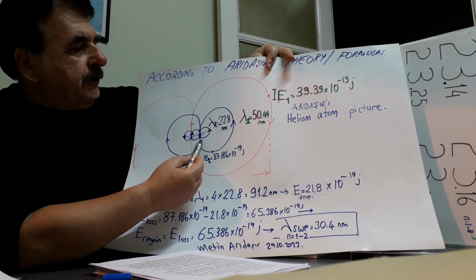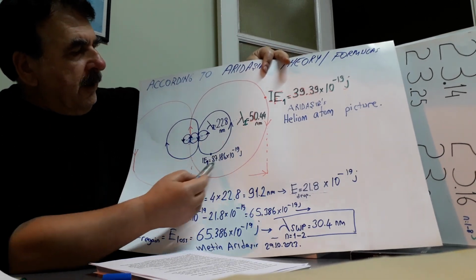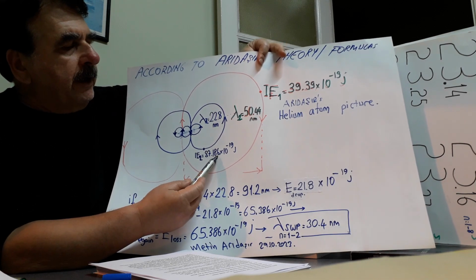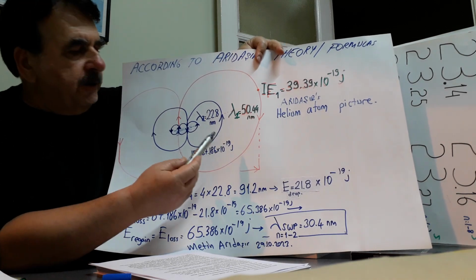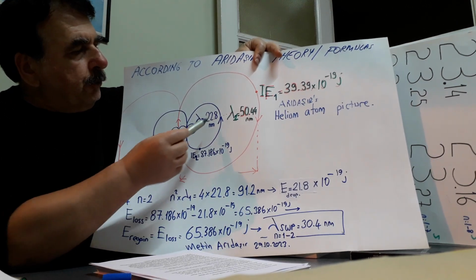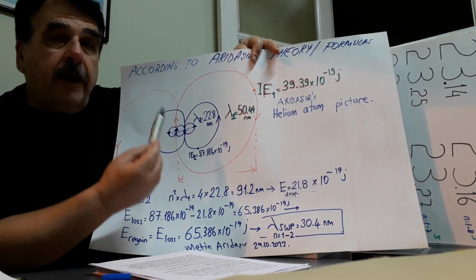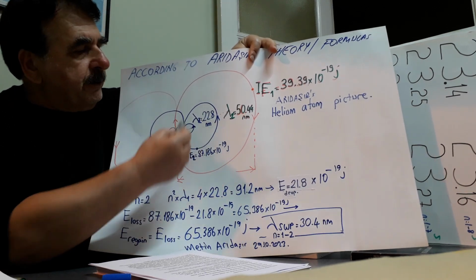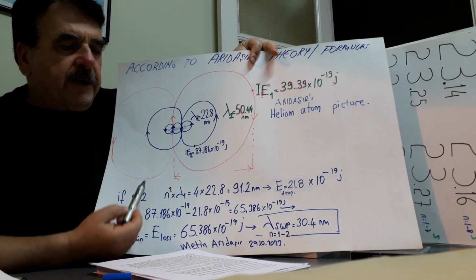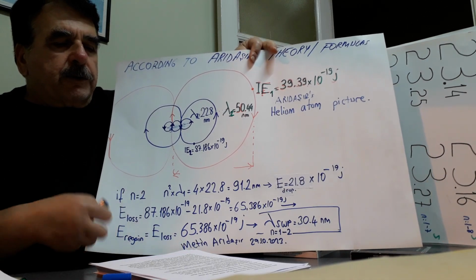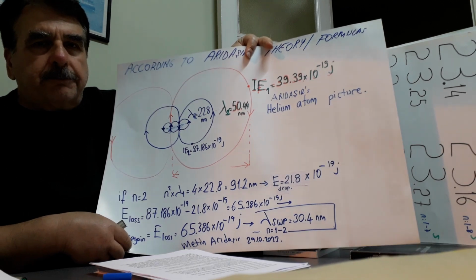Second ionization energy is 87.186 times 10 to the minus 19 joules, corresponds to 22.8 nanometer, the initial wavelength size, smallest, at rest, undisturbed, proton-bound electron motion form in the helium atom.